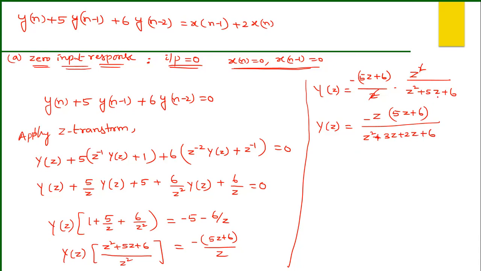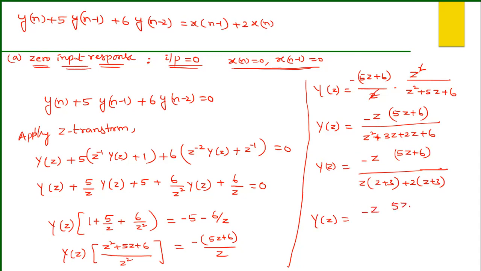So I want to write the roots. y of z is equal to minus z into (5z plus 6) divided by z, if you take common z, plus 3 plus 2, you take common z plus 3. That means (z plus 2) into (z plus 3). So y of z will become minus z into (5z plus 6) divided by (z plus 2) into (z plus 3). Now if I want to find y of n, what I need to do? I need to find the partial fractions and then I need to apply the inverse Z transform.